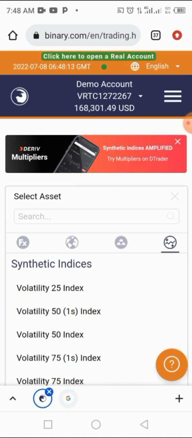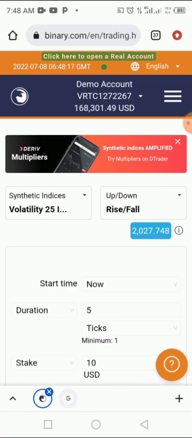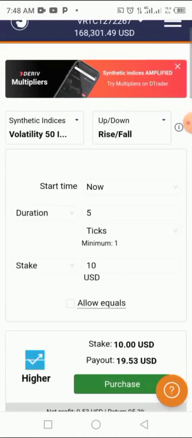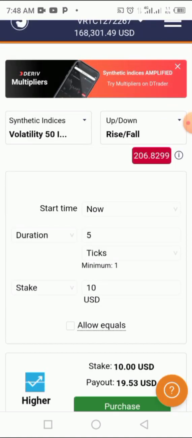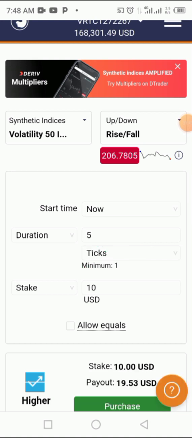Let me just go back to that 25. I just use 25. Okay, let me say 50. Now remember, once you go back, it's showing tick. You don't need this tick that is showing you. Always click that place. Don't trade it, because once you trade it, it's 1 minute, your 5 tick.